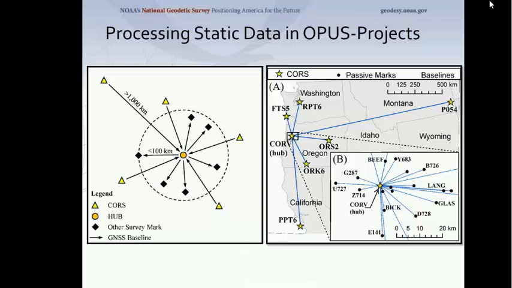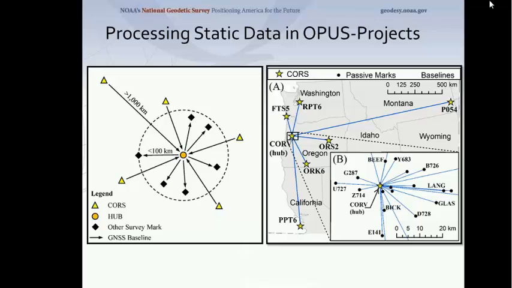We took the static data, the 30 to 100 hours of static data, and we post-processed all of it in OPUS Projects. There's a little illustration on the left of how to do that. This is using a network design that NGS currently recommends when you use OPUS Projects, called a hub and spoke network, or a hub network.